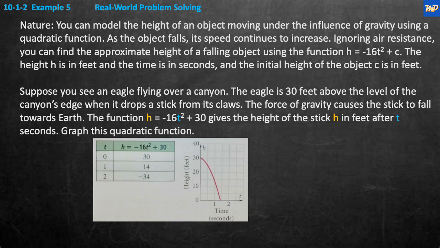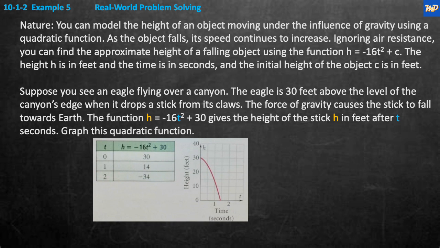Okay? So suppose you see an eagle flying over a canyon. The eagle is 30 feet above the level of the canyon's edge when it drops a stick from its claws. Okay, it's flying over, and here's the canyon, but just before it gets into the canyon, there's the edge of the cliff. It drops a stick 30 feet above that cliff, at the top of the cliff. That's what it's saying here. The force of gravity causes the stick to fall toward the earth. And we all know that. The function h equals negative 16t squared plus 30 gives the height of the stick h in feet.